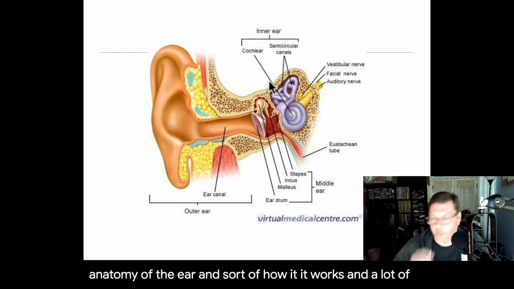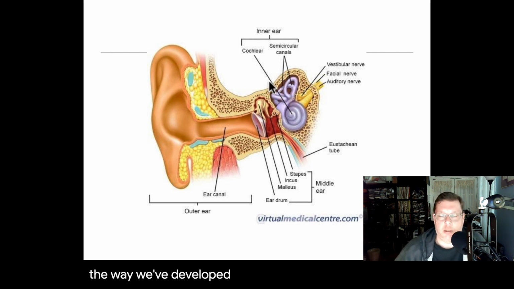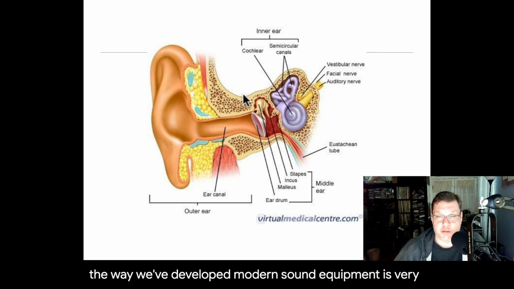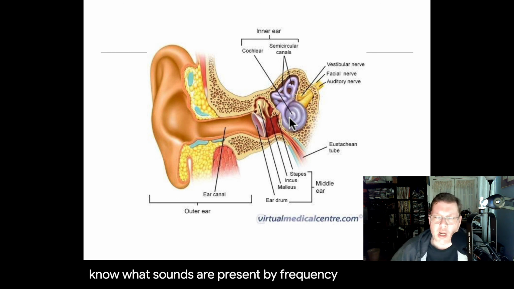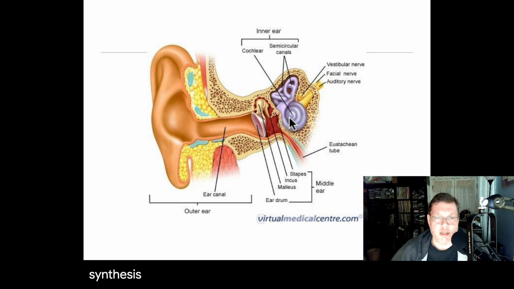And a lot of the way we've developed modern sound equipment is very similar to this, right? So the middle ear functions like an amplifier. The inner ear functions like a filter bank. It filters things and lets us know what sounds are present by frequency. And that'll make some more sense when we talk about synthesis later in the semester.